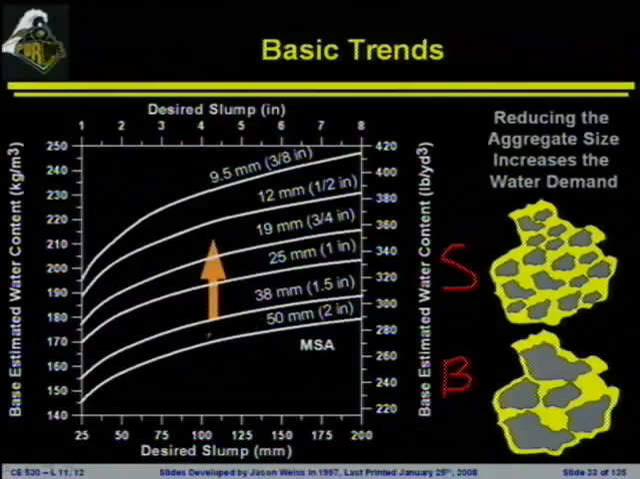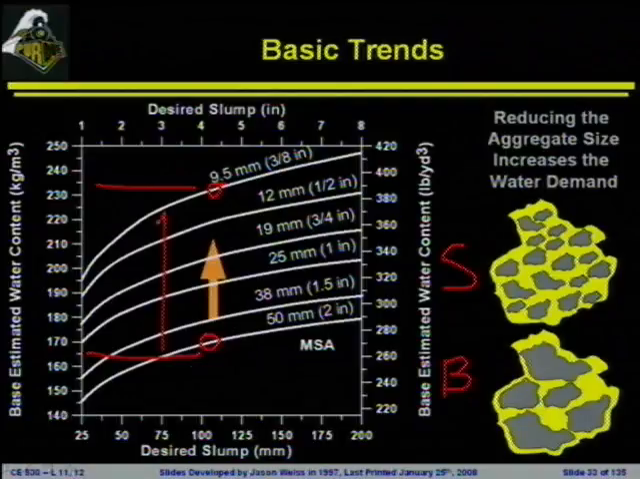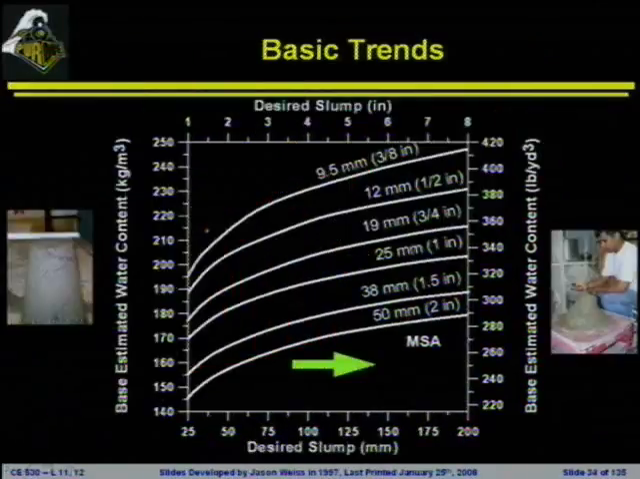Well, let's check that out on our graph. As we go from big aggregates, 2-inch, 50-millimeter aggregates, to 3/8-inch aggregates, the water demand has gone up. It's increased. So far, it doesn't sound like I'm telling you a lie. Smaller aggregates, more surface area, we're going to require more water in the overall system.